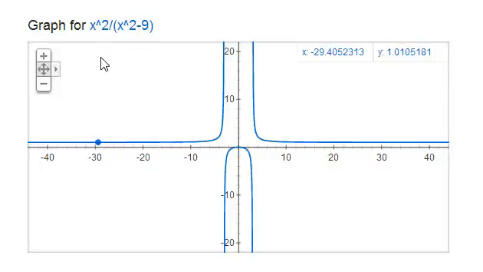Okay, so we're looking at this graph. This is on Google's search page if you just type that into the search results. Anyway, this is our function x squared over x squared minus 9. By taking a look at the graph of the function, we can see a lot of what's going on. However, we're going to do the math and prove this stuff.